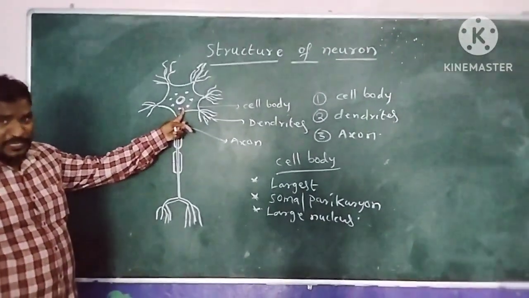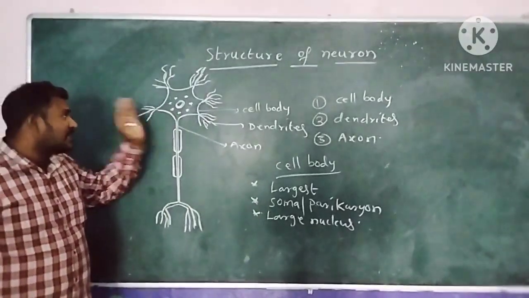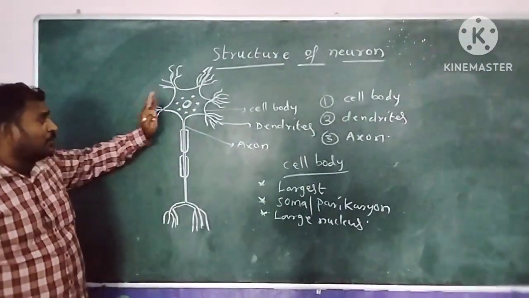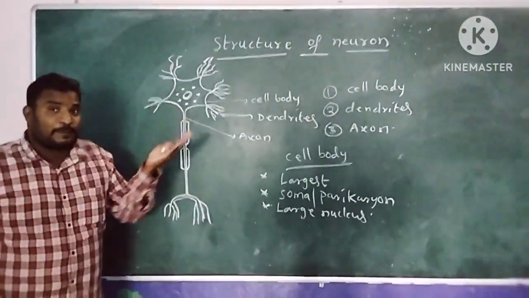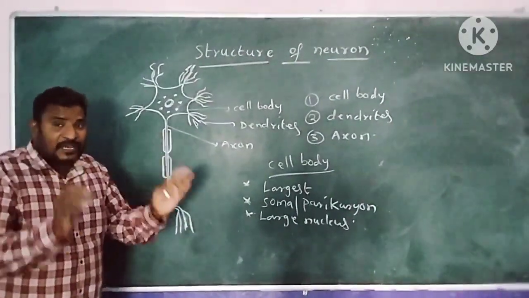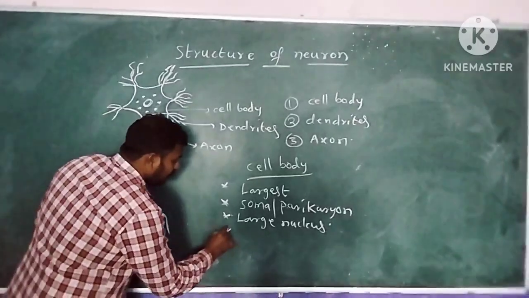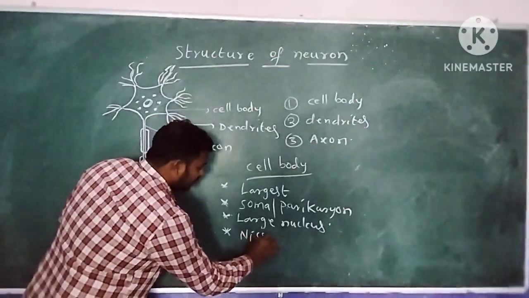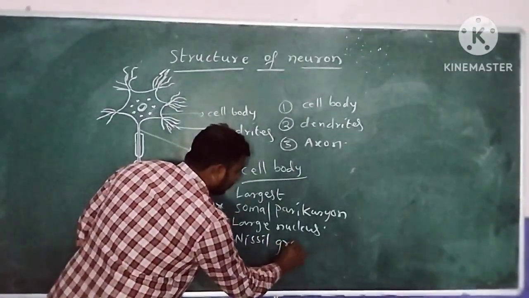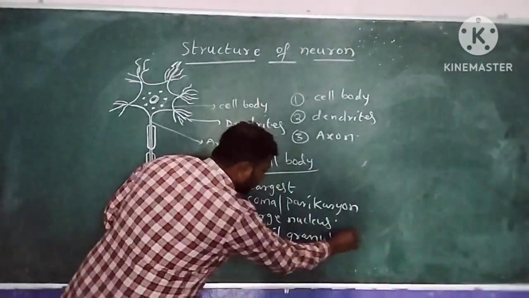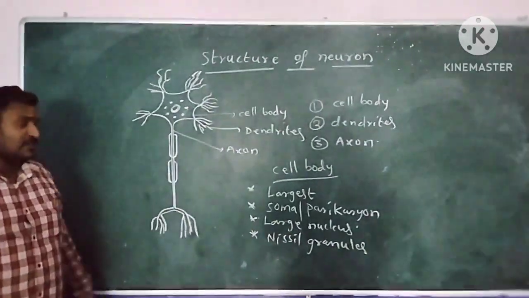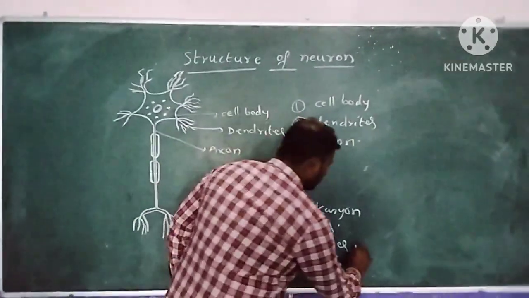rough endoplasmic reticulum. What are the structures present around the nucleus of the neurons? They are the representatives of rough endoplasmic reticulum. They are called Nissl granules. And these Nissl granules consist of ribosomes.